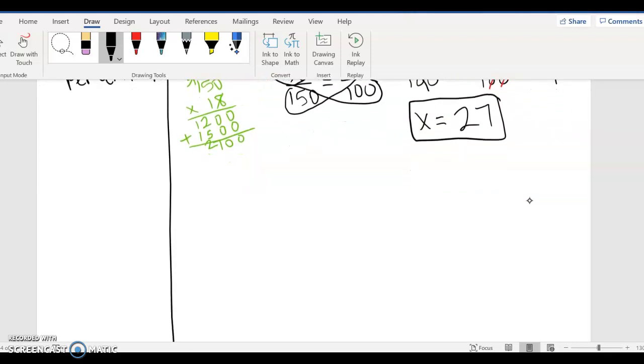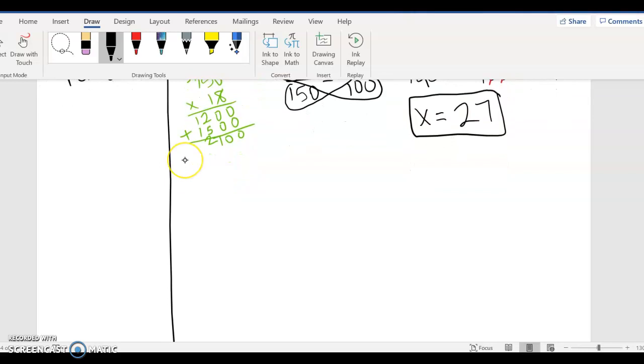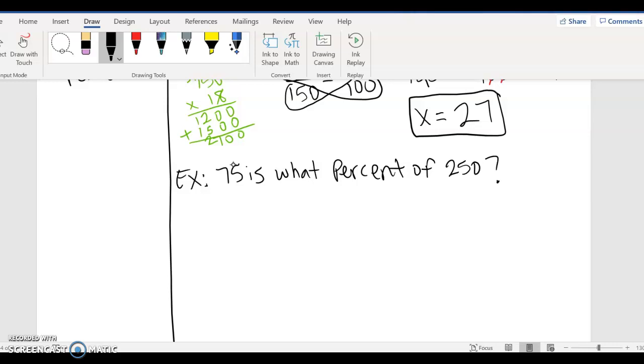Okay, we're going to do another example. 75 is what percent of 250? So again, we're going to set up our proportion. I'm going to go ahead and put that 100 there.